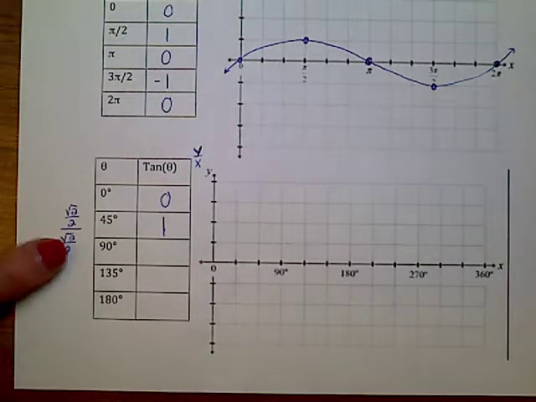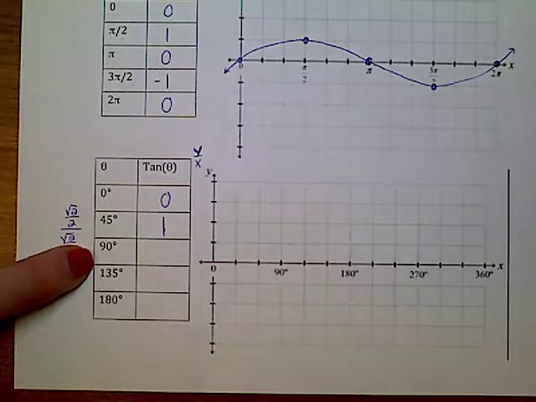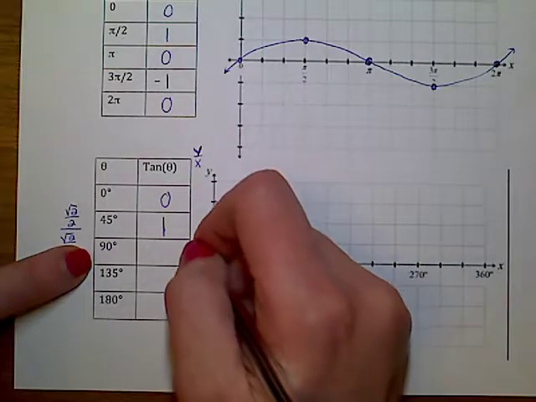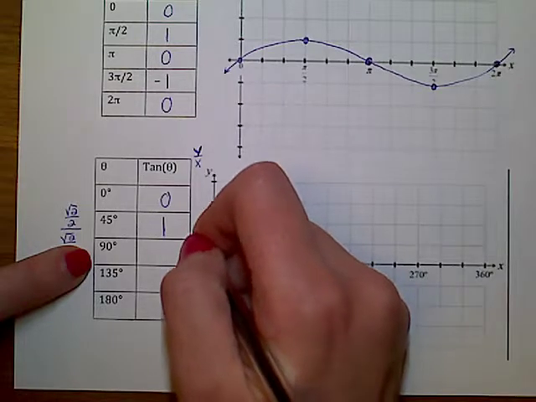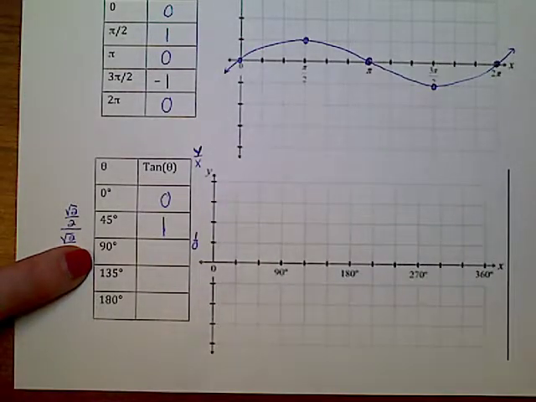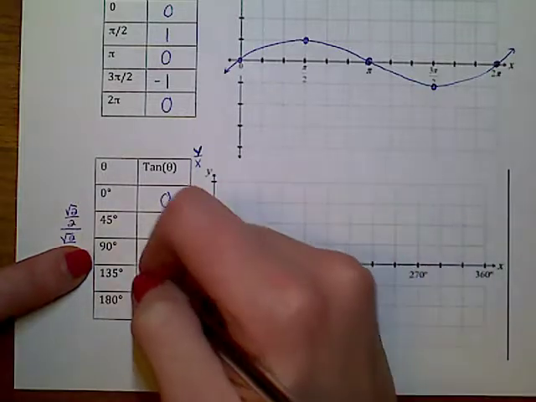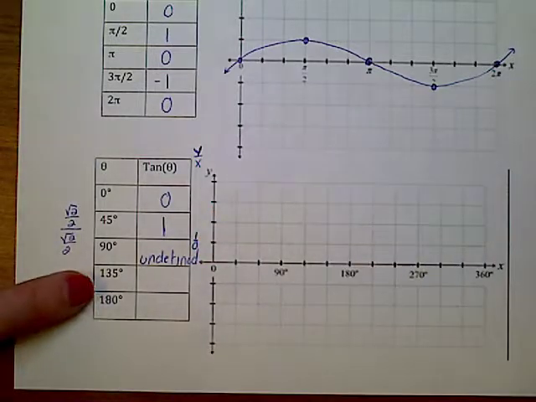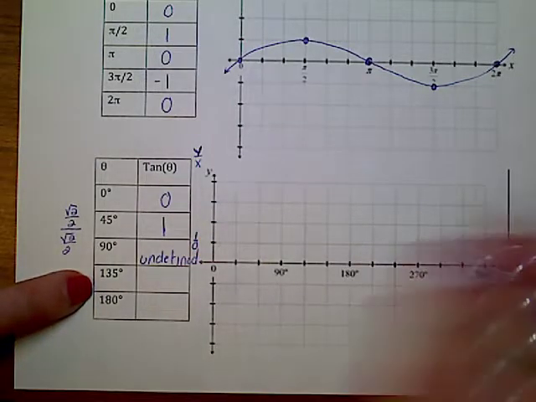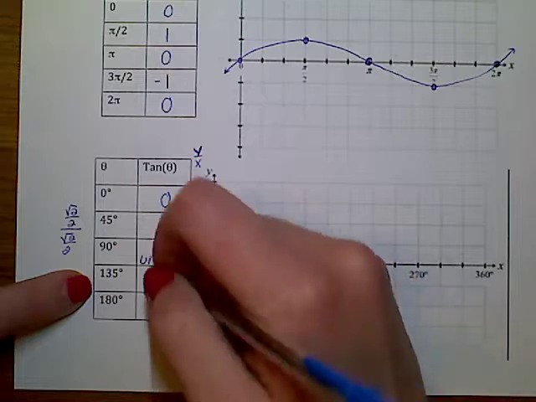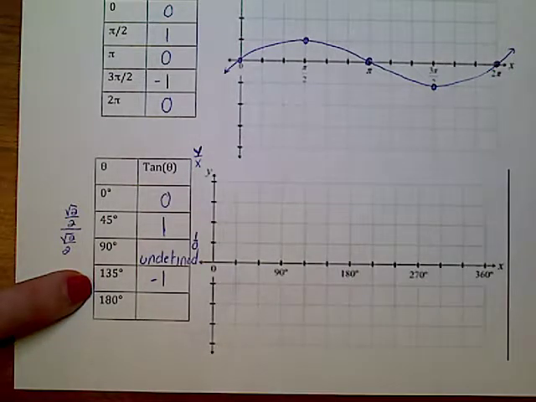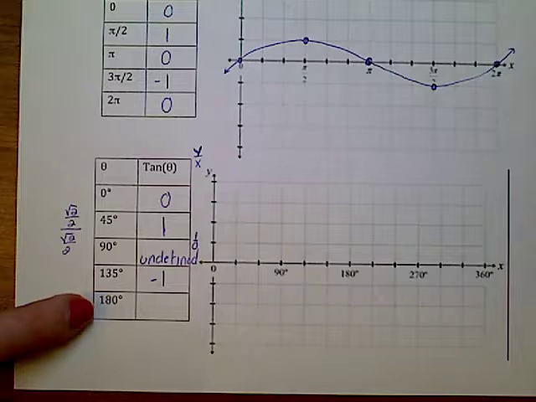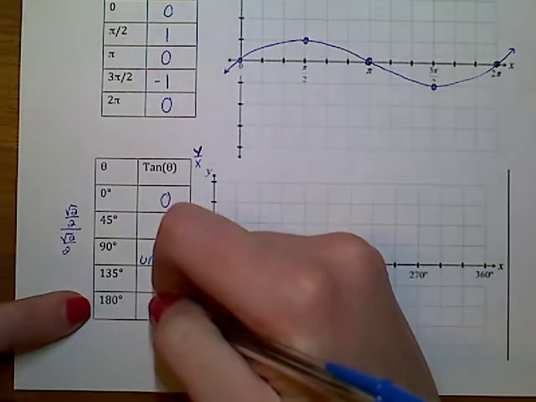Now, interesting, at 90 degrees, what happens? We end up with 0 on the bottom. You get a 1 over 0. That is undefined. At 135, we got a value at -1. At 180, we're back to 0.